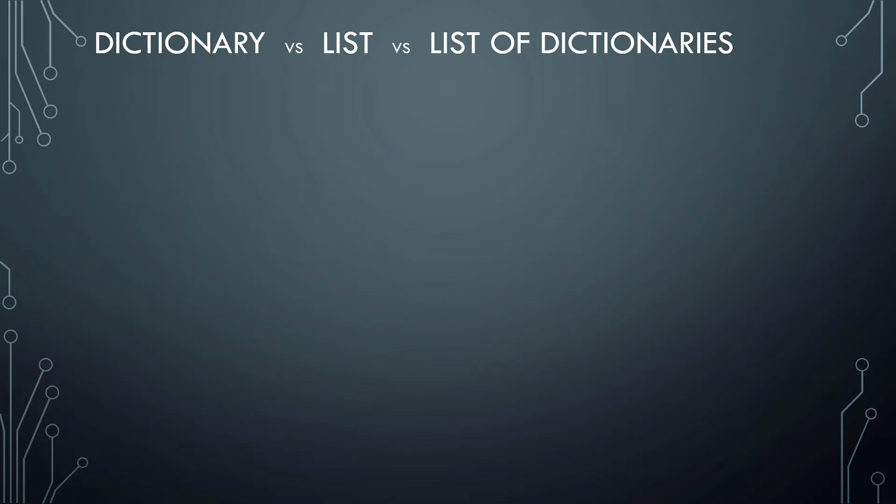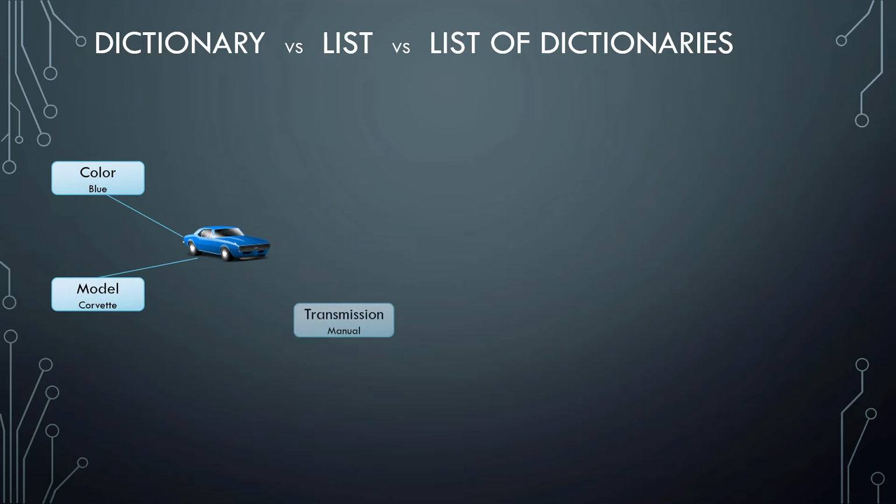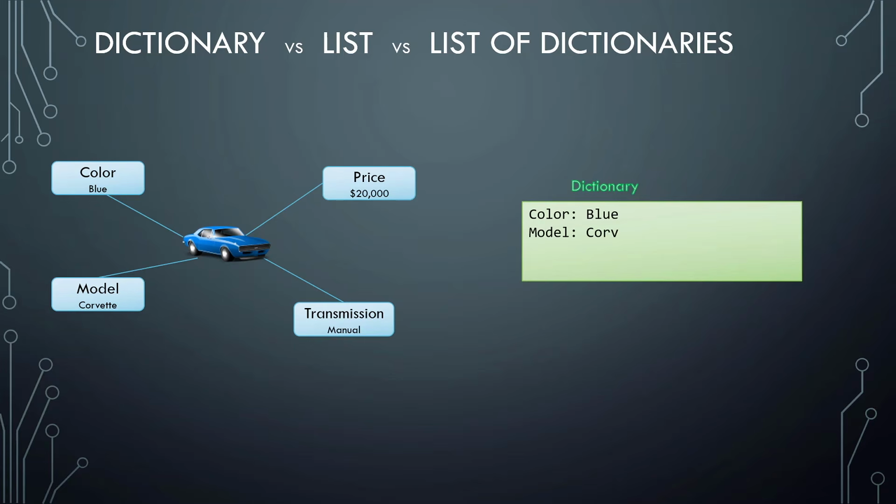Let's take an example of a car. A car is a single object, and it has properties such as color, model, transmission, and price. To store different information or properties of a single object, we use a dictionary. In this simple dictionary, I have properties of the car defined in a key value format.